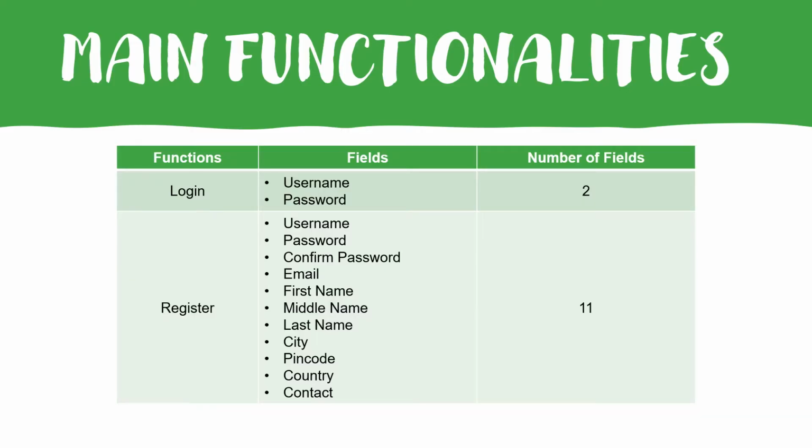Here are the main functionalities of our system. The first functionality is login. The required fields in this function are username and password. The second function is register. The required fields are username, password, confirm password, email, first name, middle name, last name, city, pin code, country, and contact. There are about 11 fields in this function.